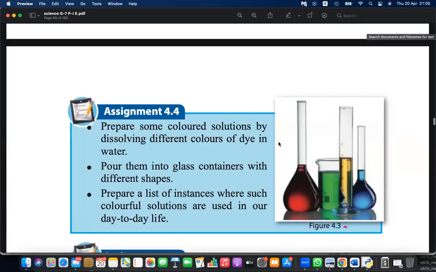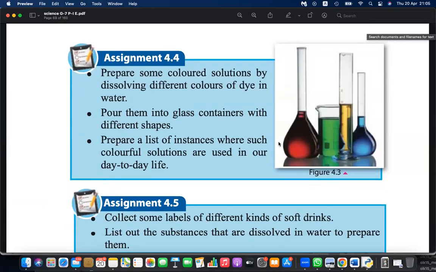So what is it? 4.3, 4.4. Prepare some colored solutions by dissolving different colors of dye in water. Pour them into glasses and containers with different shapes. Prepare a list of instances where such colorful solutions are used in our day-to-day life.